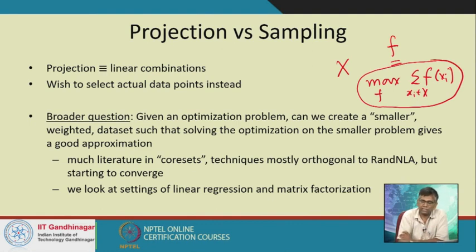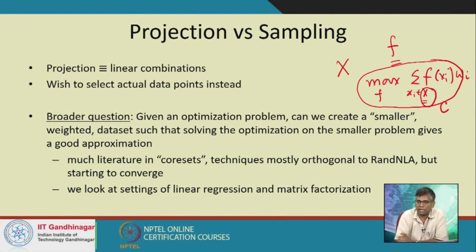So the question is, instead of taking the sum over all points in the data set X, if the data set is very large, can I find a much smaller data set, let me call that C, such that I take the sum over that smaller data set, and maybe I multiply each of these by a weight?